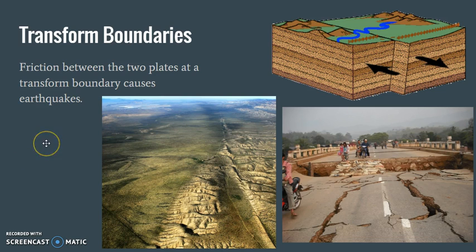All right. Friction between the two plates at a transform boundary causes earthquakes. These are the most active boundaries. They slide, again, they're still not moving all the time. They slide just a little bit at a time, but they get caught, they get stuck. Friction causes them to get stuck, and the pressure builds up, and then when they finally move, it moves a lot suddenly, and that causes an earthquake. You can see this picture here shows some earthquake damage. This is a picture of a transform boundary where the two plates are sliding past each other.